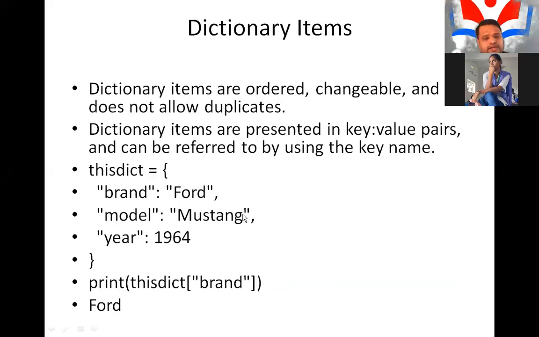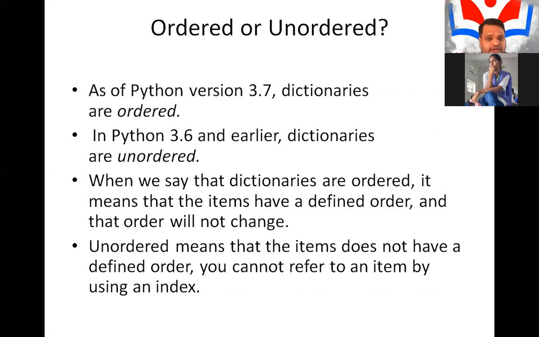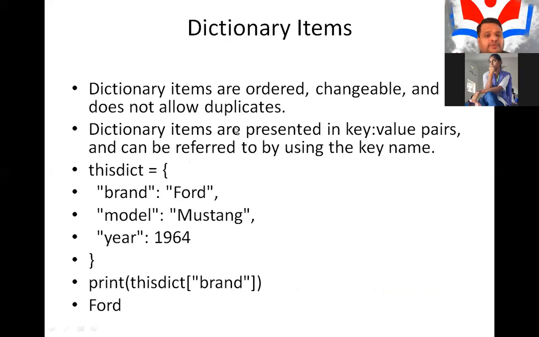Now you clearly understood how we create dictionaries. Now we should see how the items in dictionaries are accessed. How can I access the items present in the dictionaries? The items in dictionaries are ordered and changeable. One more important thing to understand about dictionaries is that they do not allow duplicate elements.